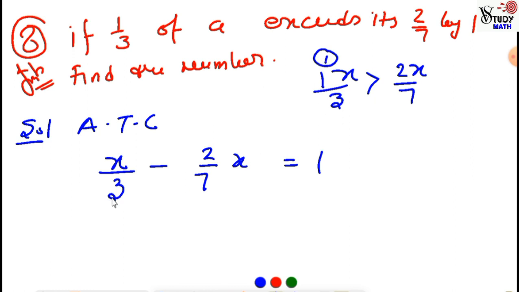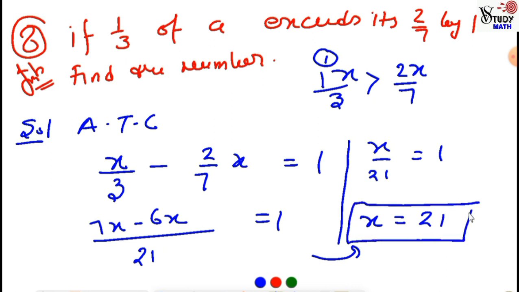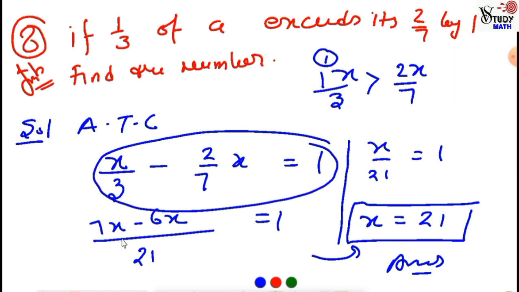Now take the LCM on the left hand side. The LCM will be 21. So we have 7x minus 6x is equal to 1. Now we have x upon 21 is equal to 1, so x will be 21. This is the answer of this question. Making this equation is the very important part of this question, my dear students. Now move to question number 10.